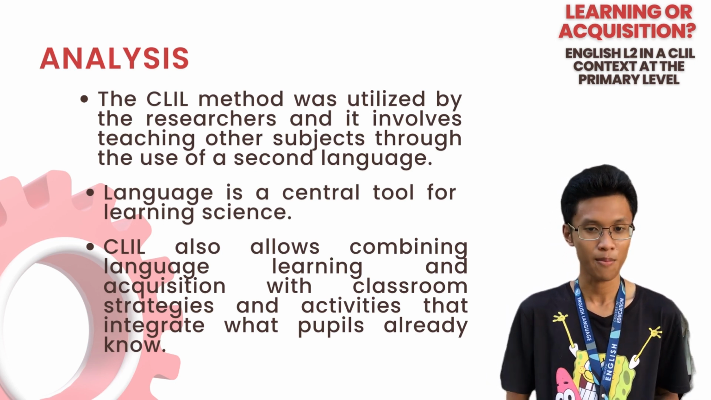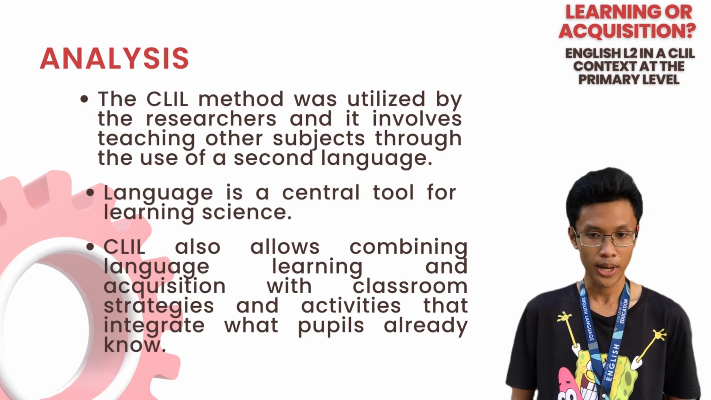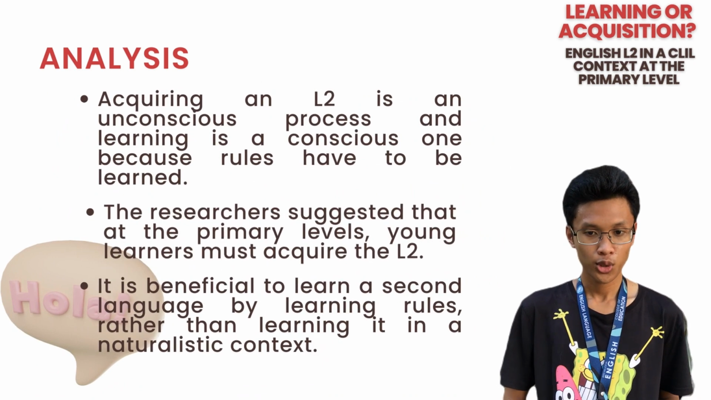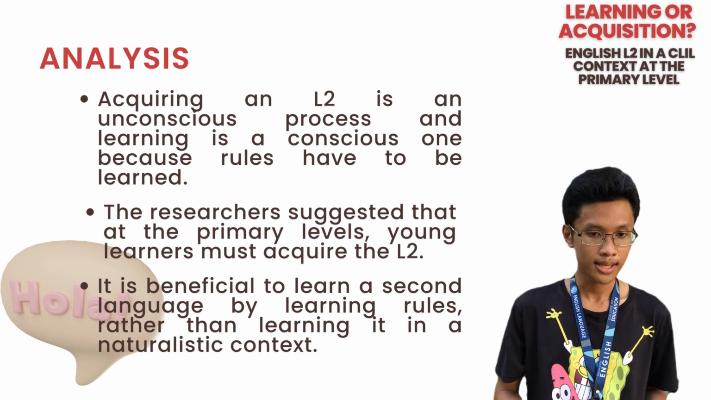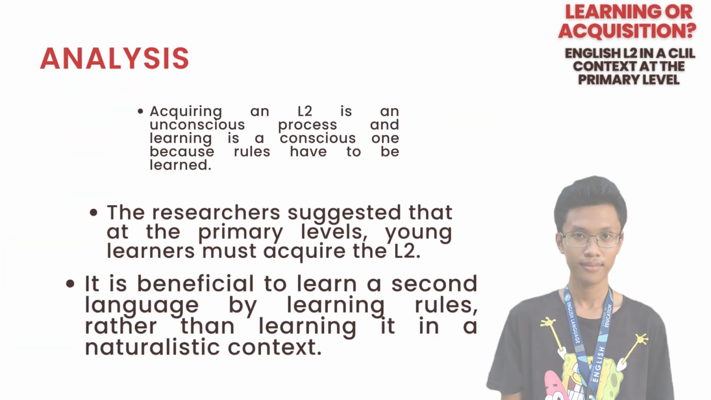CLIL also allows combining language learning and acquisition with classroom strategies and activities that integrate what pupils already know. An example from the study is the use of a Venn diagram. Since the pupils already knew what a Venn diagram was from their math class, there was no need to explain it again, and it could be read in English to learn about a food chain.